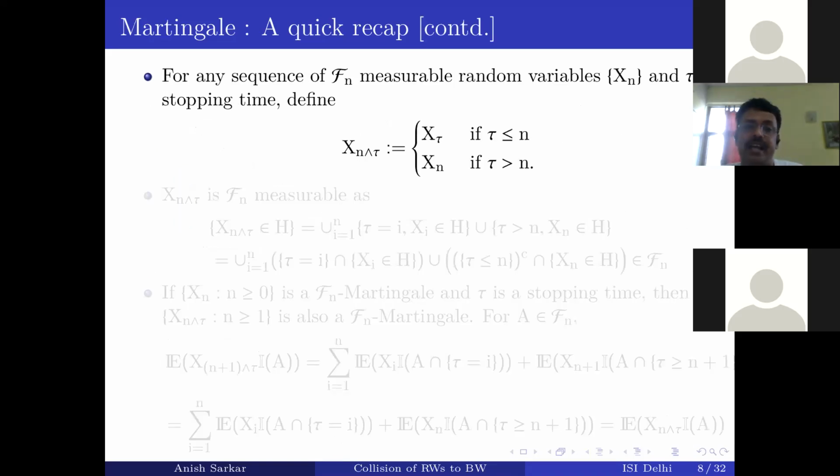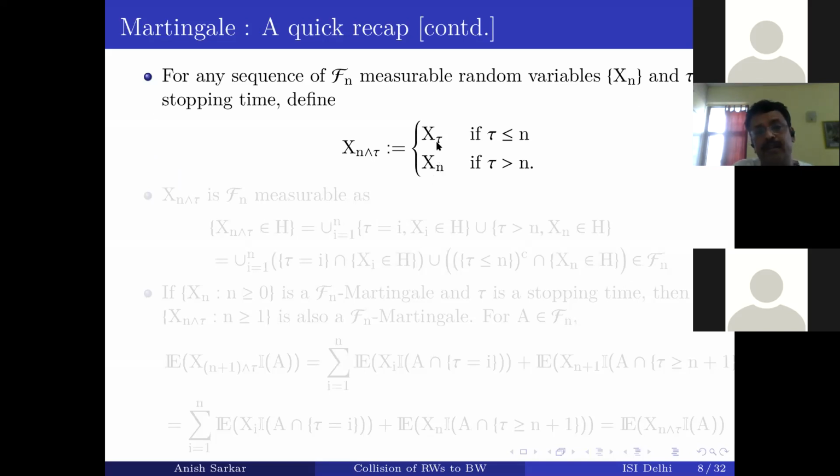And the second point that we want to talk about is what is called a stopped process. So I have a sequence of Fn-measurable random variables xn, and tau is a stopping time. Then I want to define the stopped sequence. What is the stopped sequence? It is denoted by xn minimum tau. If tau is less than n, then we look only up to tau, x tau. And if tau is bigger than n, then we look at xn.